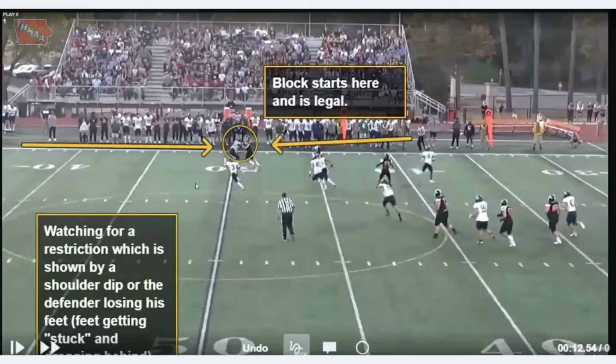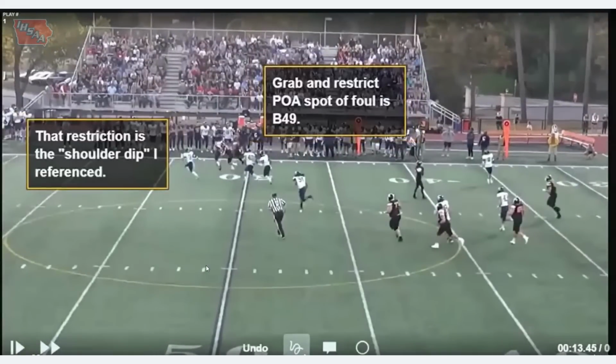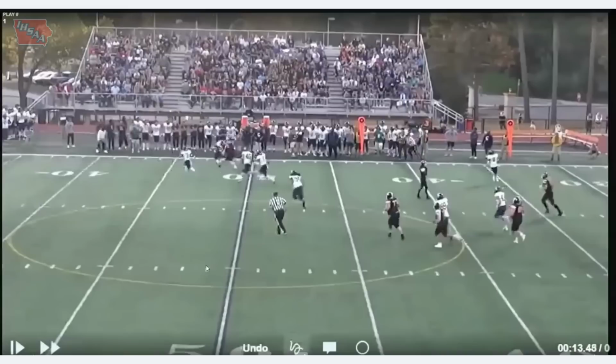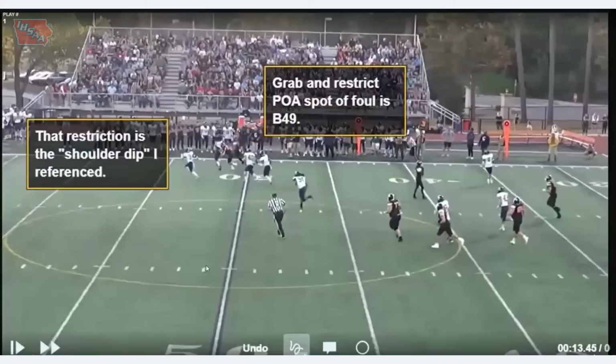Right now, it starts out legal, and what we're watching for is restriction. And what we look for as restriction on offensive holding is, does it cause a shoulder dip? Does it take his feet away? And what I mean by taking his feet away is his feet seem to be stuck or dragging behind him, kind of. Okay, so we continue this where it becomes a foul. Let me go back here, sorry. So right now you can see his shoulder's been dipped. Okay, that's when this becomes a foul.